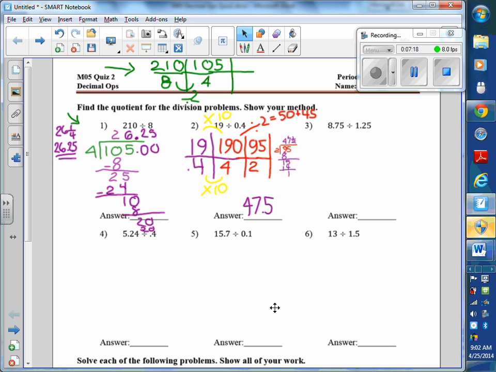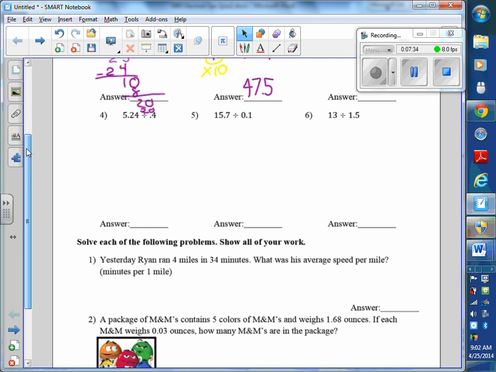Would you write 1/2? You could. You could just write 1/2. I was trying to get you guys to, but if it said right in decimals, usually if you start in decimals, you end in decimals. Okay. So 6 is 13 divided by 1.5, that one, Claire?